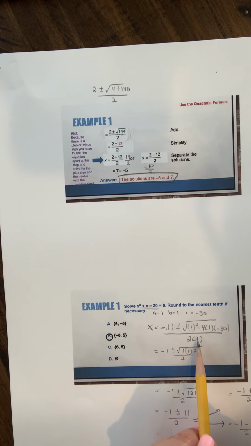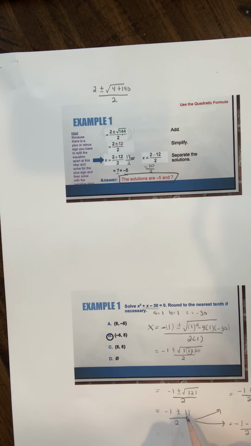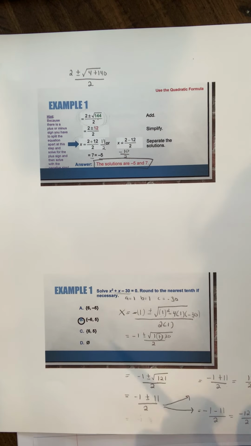And then once again, 2 times 1 is 2. Okay, so here's my equation. Once again, 121 is a perfect square. It is 11. So I have negative 1 plus, well, see my arrows? This is where I'm splitting. I have negative 1 plus 11 over 2. Then I have negative 1 minus 11 over 2. And then I have 10 over 2 and then negative 12 over 2. Okay, that gives me 5 and negative 6. So that is my answer.